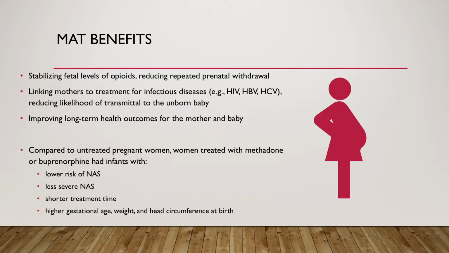So when we look at the benefits, we talked about all of these things, but these are the things that are all agreed upon with medication-assisted treatment. Stabilizing fetal levels of opioids reduces repeat prenatal withdrawal, which definitely changes the epigenetic changes that happen in the brain and the neuroscience issues that take place. Linking mothers to treatment definitely decreases the transmission of HIV and hepatitis to the newborn, improving long-term health outcomes for mother and baby. Lower risk of neonatal abstinence syndrome, less severe neonatal abstinence, shorter treatment time, higher gestational age and weight. I mean, all of these things are what our goals are. And so why would we not do something that has all of these benefits in every study done? There's not one study that shows that, never mind, it didn't do any of that.